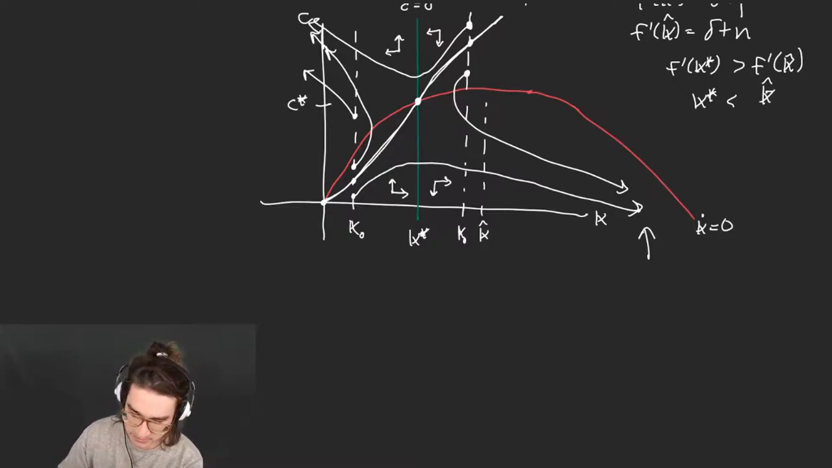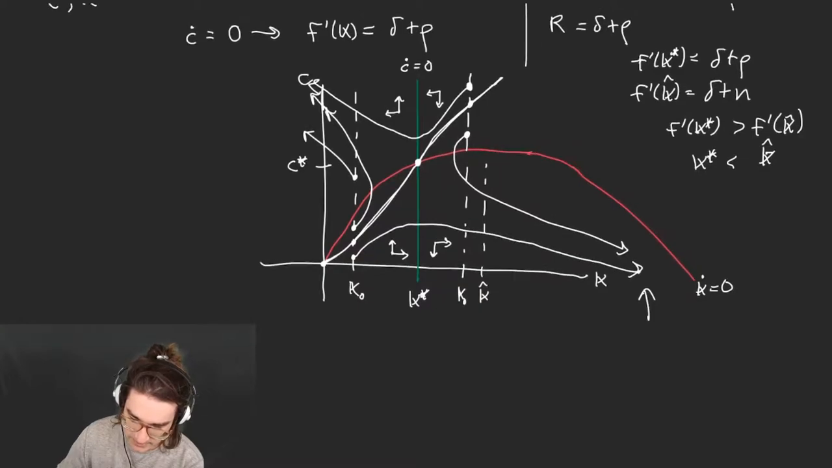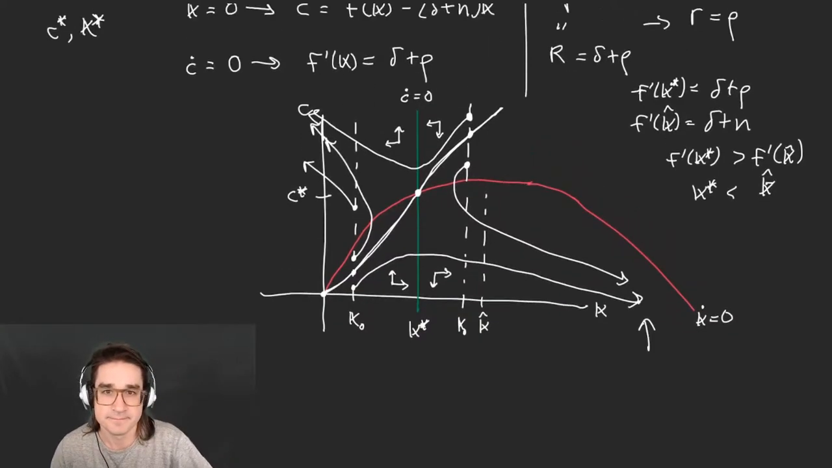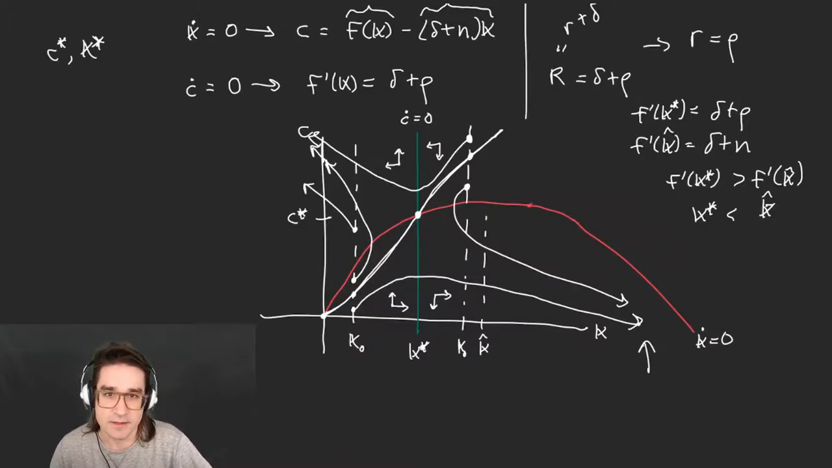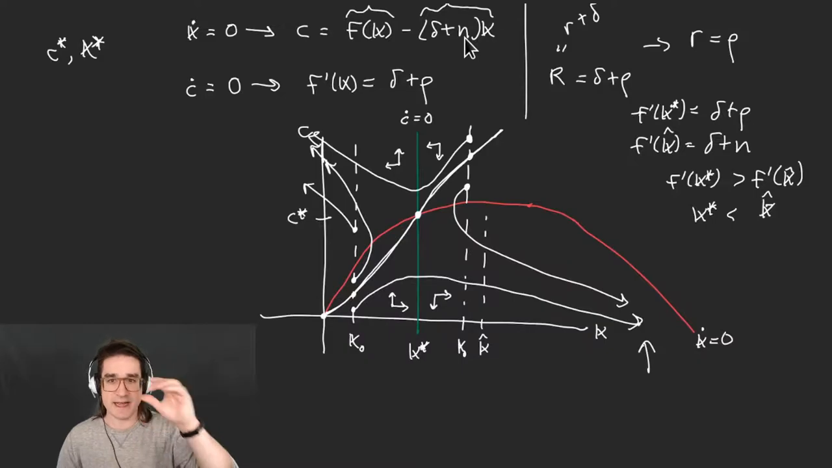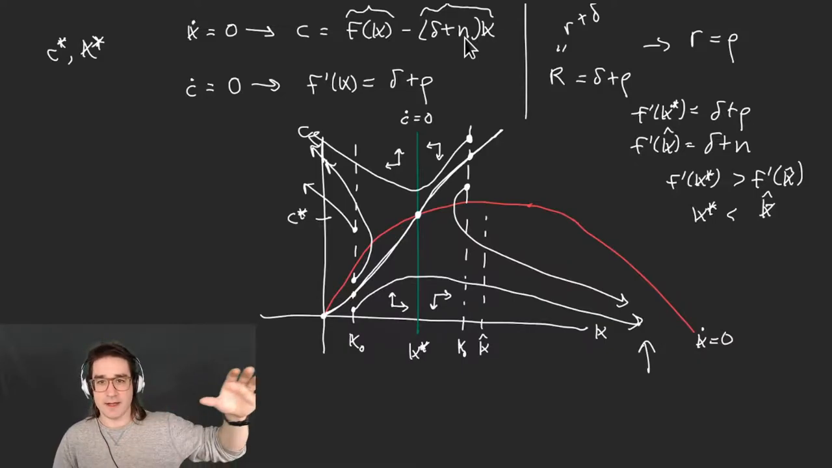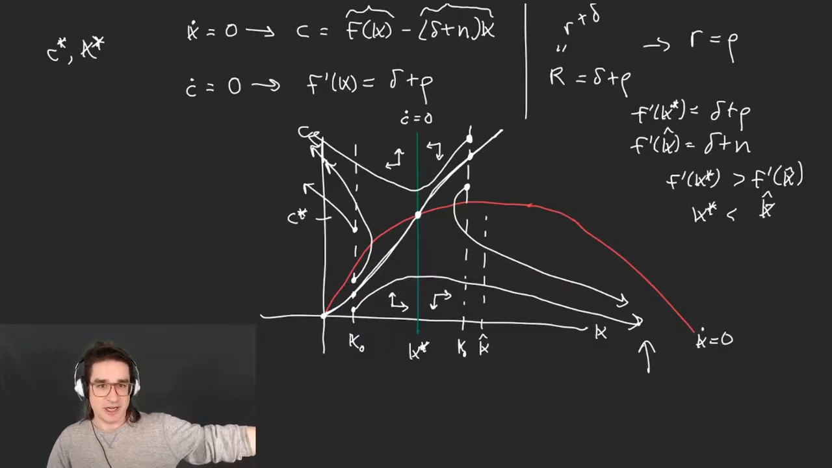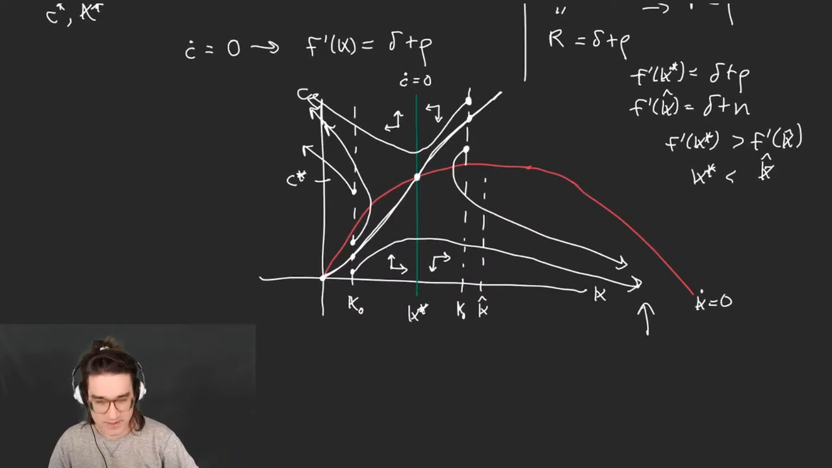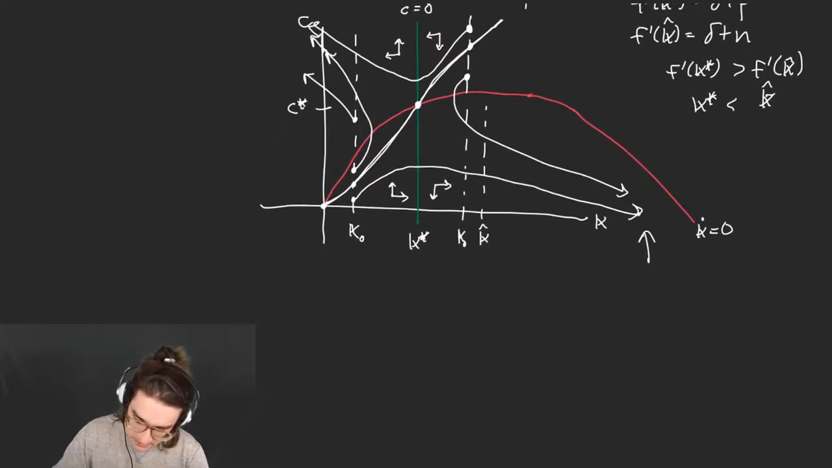In that case, remember our k equals 0 line. It's just wherever c equals 0. So c equals 0 would mean that f of k is equal to delta plus n times k, which is exactly the statement that you're putting all of your output into counteracting depreciation to make this immense factory that you never consume the product of. So that right-hand side area, which I'll denote with a tilde, will satisfy this.